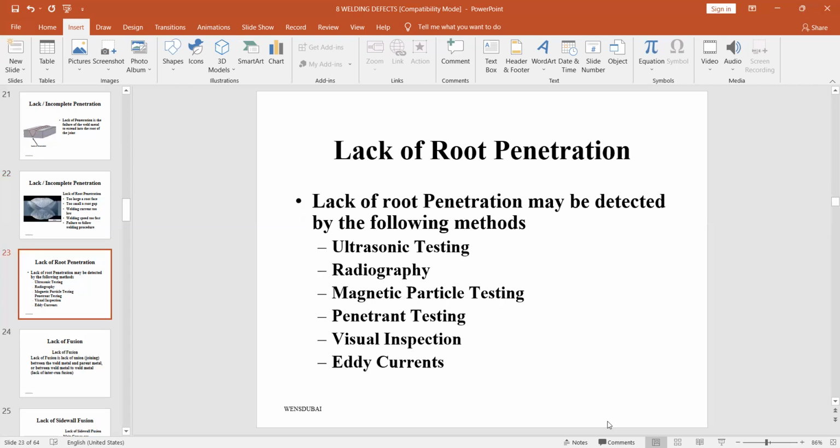But if suppose you don't have the boroscope or inside area is not accessible to you, then we have to use radiography or ultrasonic testing for lack of root penetration. So magnetic particle testing is very rarely used. So this first two is ultrasonic testing, or we can use radiography.